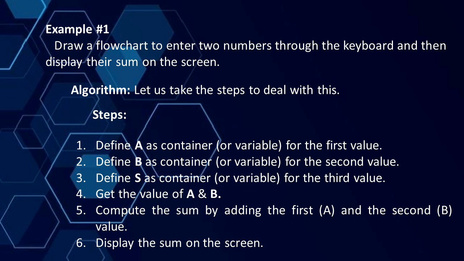So, step number 1. Define uppercase A as container or variable for the first value. Number 2, define uppercase B as container or variable for the second value. Number 3, define uppercase S as container or variable for the third value. Number 4 is get the value of uppercase A and uppercase B. Fifth is compute the sum by adding the first and the second value. Then last is display the sum on the screen.